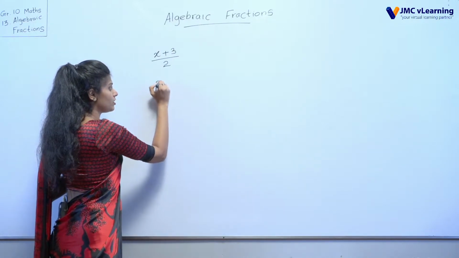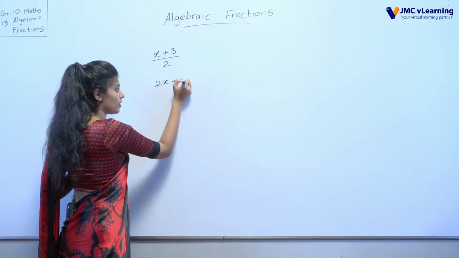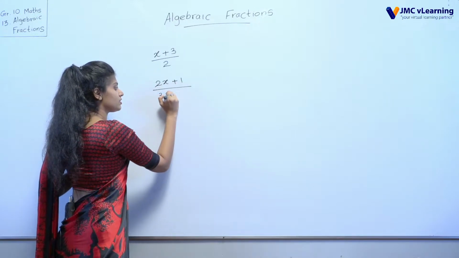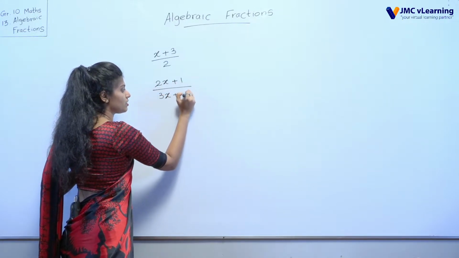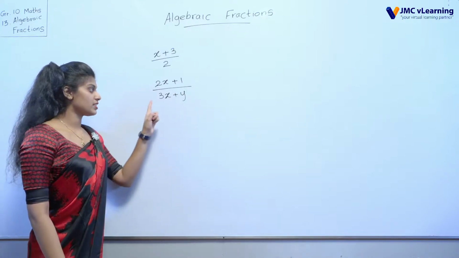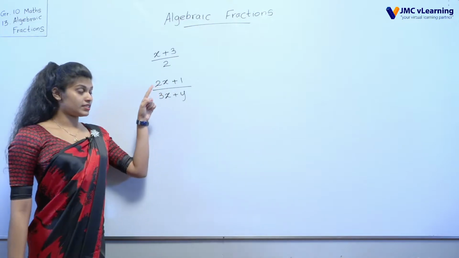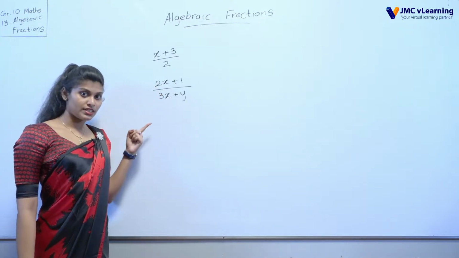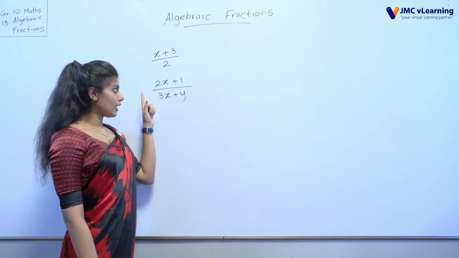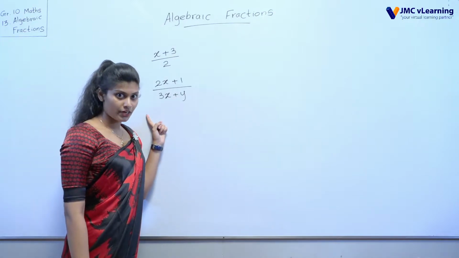Another example, 2x plus 1 over 3x plus y. Here you can see two different algebraic terms, and algebraic terms can be seen in both the numerator and the denominator. That means this one is also an algebraic fraction.